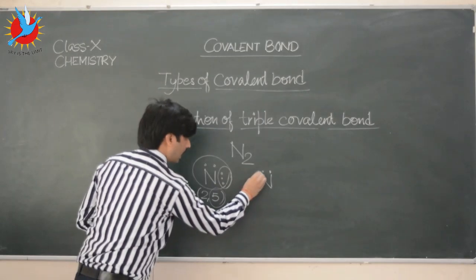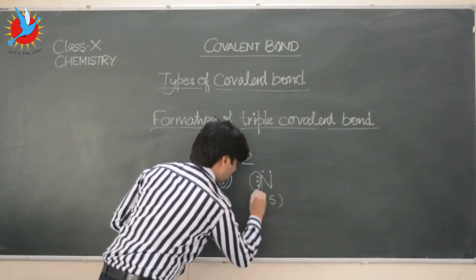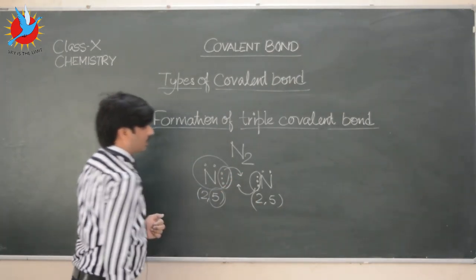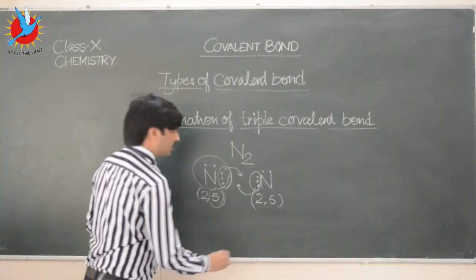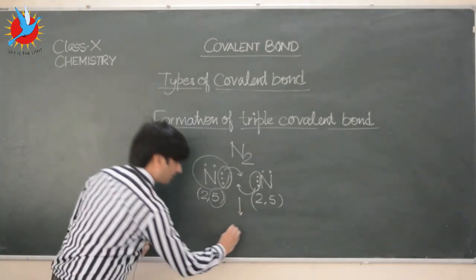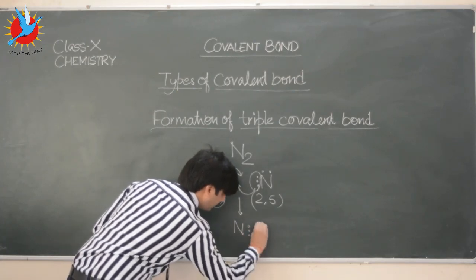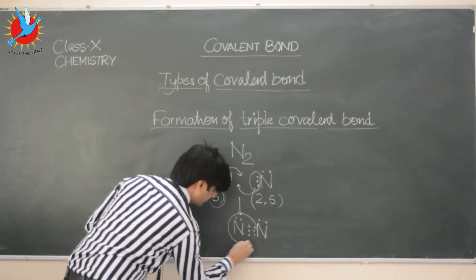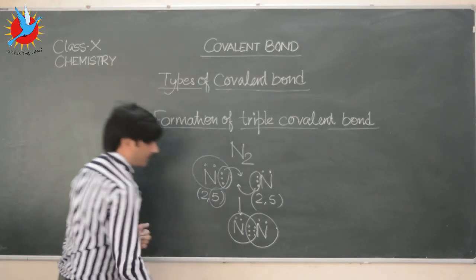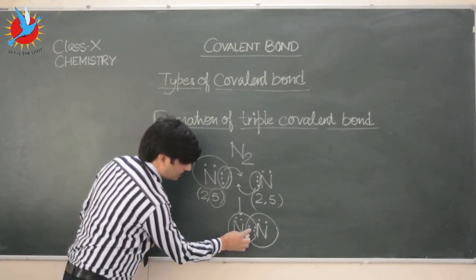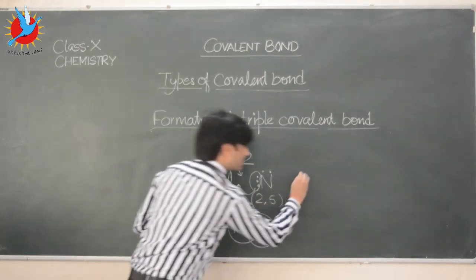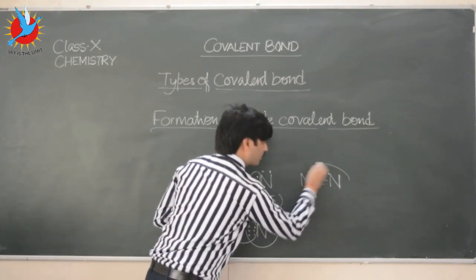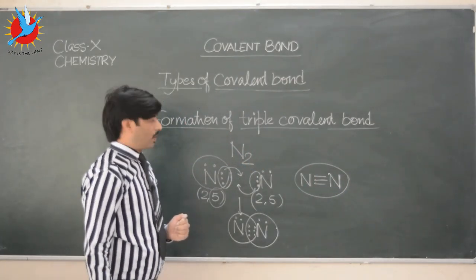Both of them have a deficiency of 3 electrons. That's why they will share 3 electrons with each other to get the stable electronic configuration. And the bond which is formed by the sharing of 3 electron pairs, in which each atom is going to contribute 3 electrons, is known as triple covalent bond. So between 2 nitrogen atoms there is a triple covalent bond.